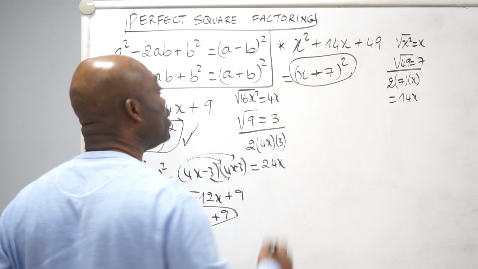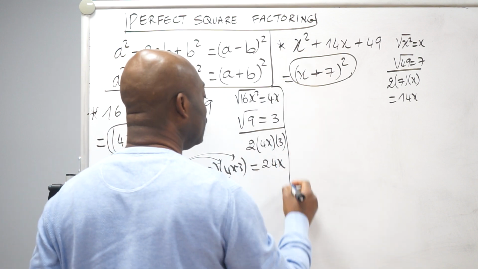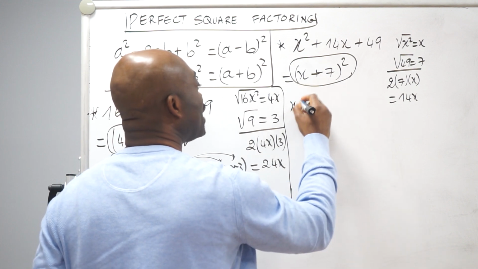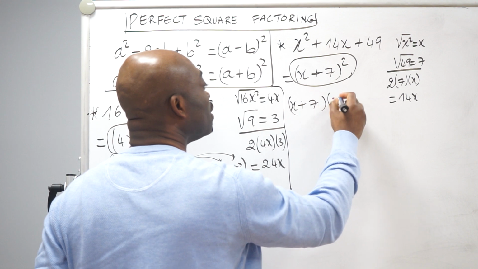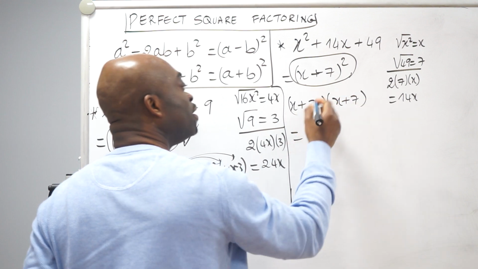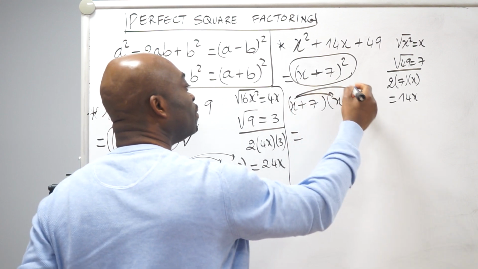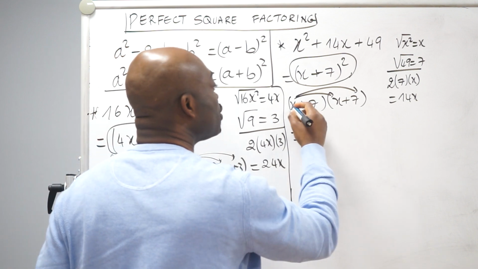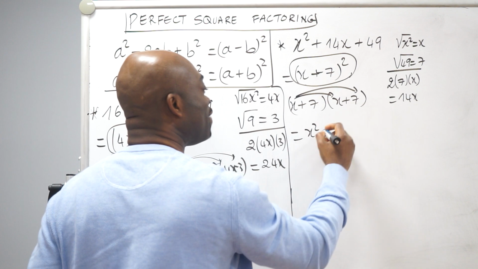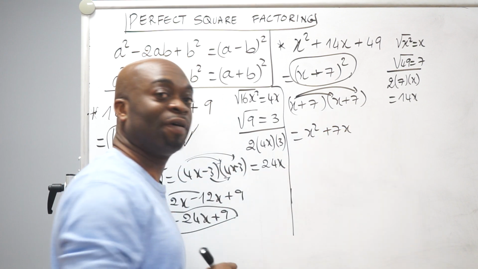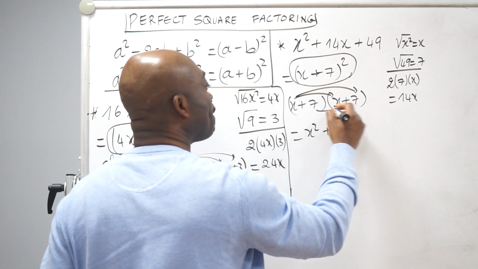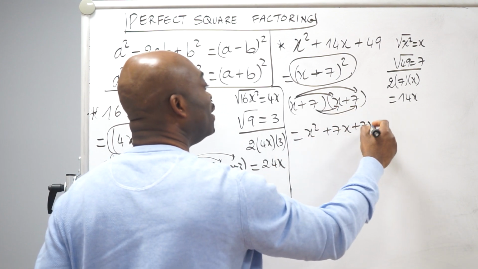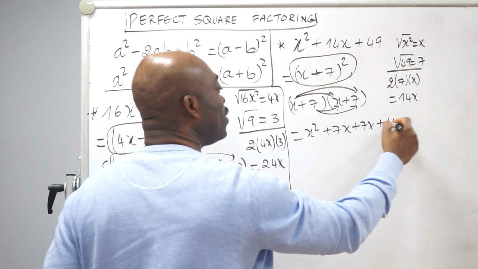All right, so let's do that very quickly here. You have x plus 7 times x plus 7. So you're saying first and outer: x times x is x squared. x times 7 is 7x. Then the inner, and then the last. You have 7 times x is 7x again, and then 7 times 7 is plus 49.